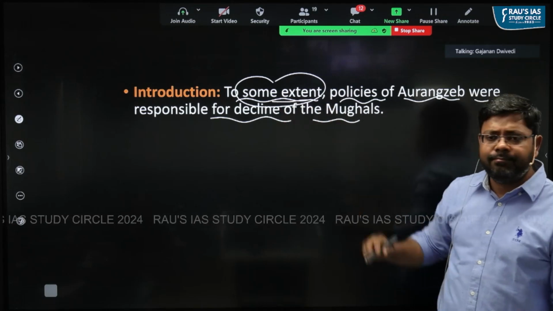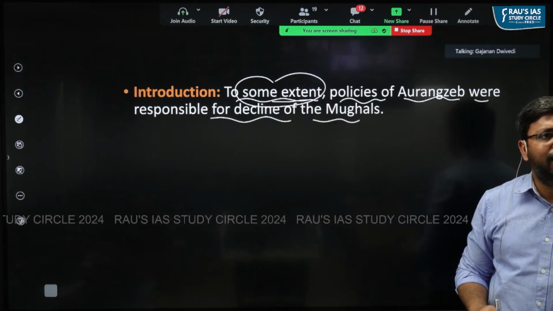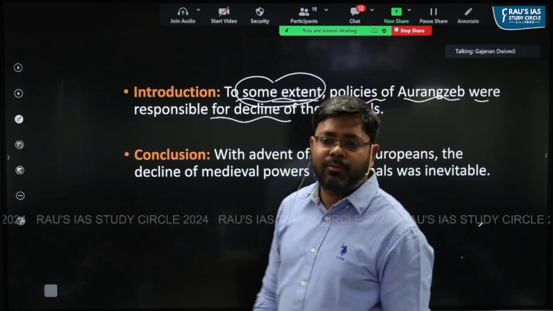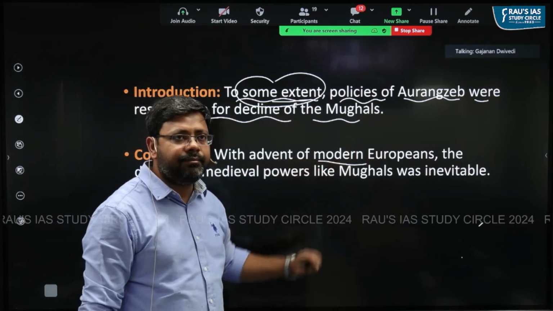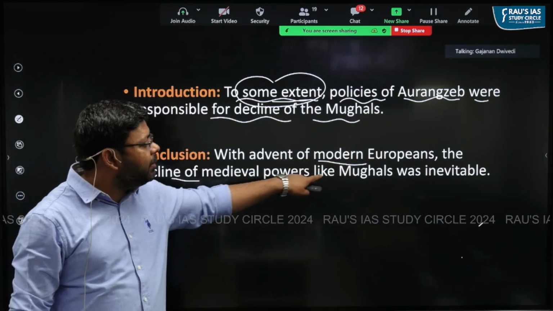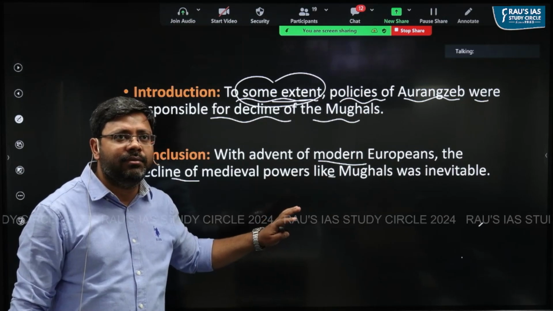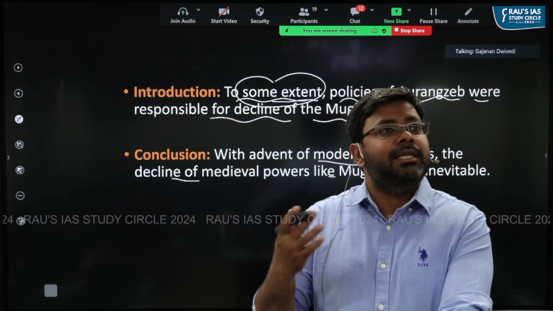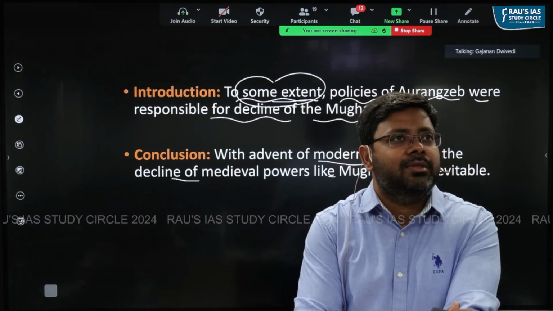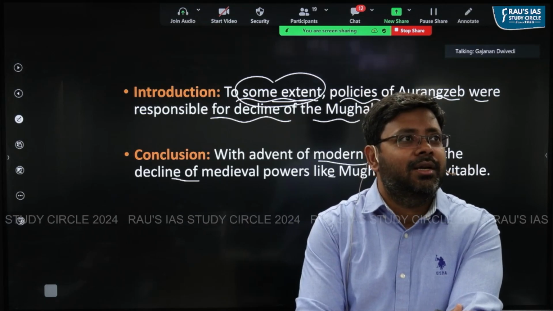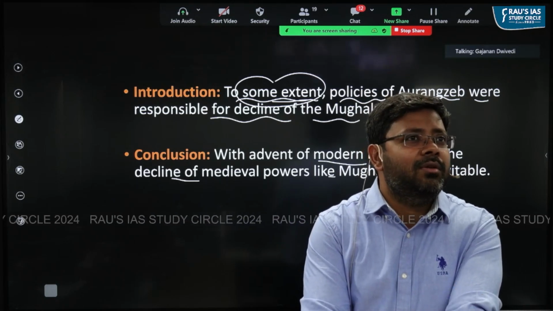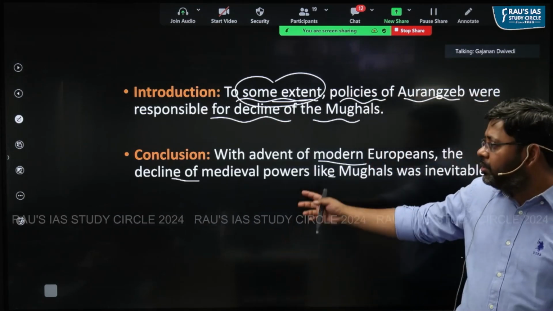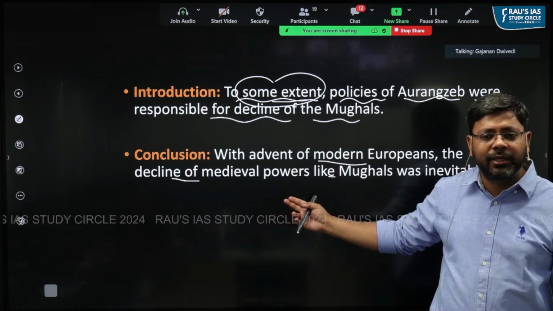Introduction should be simple. It should introduce what you are going to write. Can we not conclude that with the advent of modern Europeans like the British, the decline of medieval powers like the Mughals was inevitable? अब मेरा एक सवाल है. Suppose Aurangzeb was a very religiously tolerant monarch, and suppose Aurangzeb would not even have fought with the Marathas in the Deccan. But don't you think that still, if the modern Europeans were there in India, the decline of the medieval power would be inevitable?